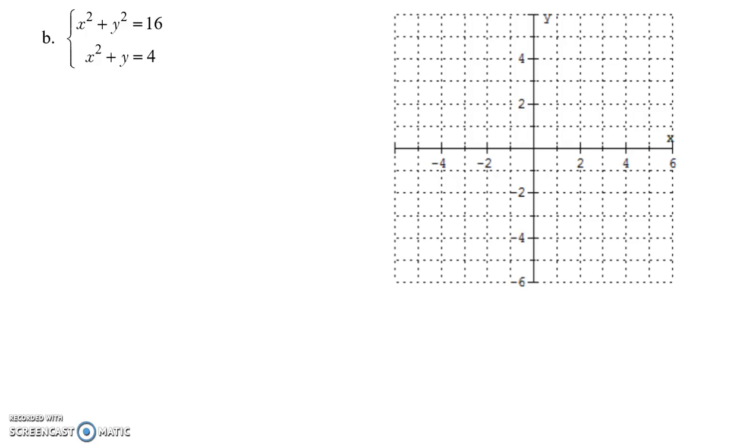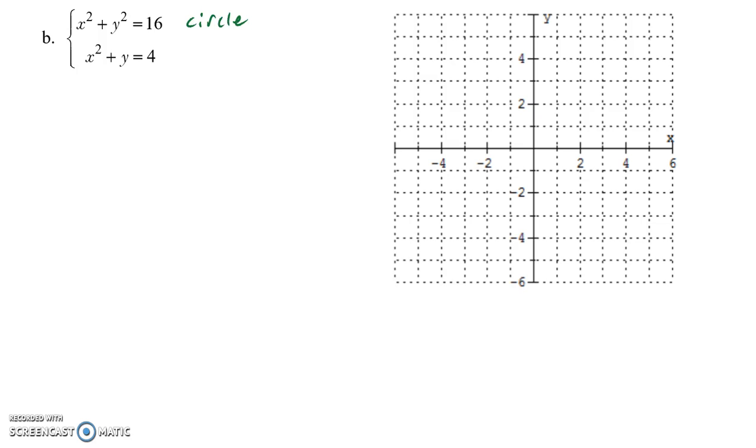Continuing with section 8.4, we now will look at example 1b. We have the nonlinear system x squared plus y squared equals 16, x squared plus y equals 4. In this case, both of the equations are nonlinear, and our first question will be to identify the graphs of these two equations. The first equation maybe is not as familiar to you, but when you see the form x squared plus y squared equals r squared, that means that you're dealing with a circle.